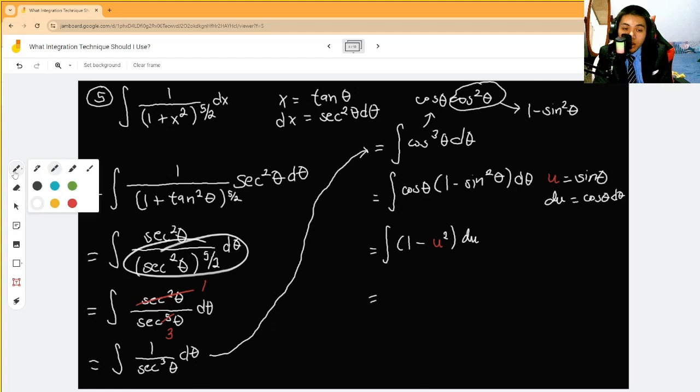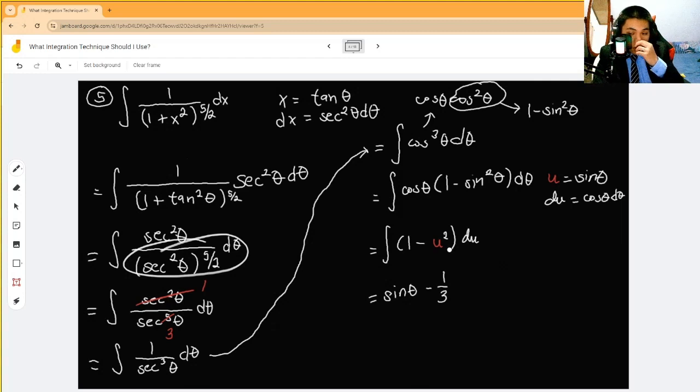And we can just simply integrate this to be the integral of 1 in the u world is u, and our u is sine theta, minus 1/3 our u is sine theta, and we raise it to another power, sine cube theta. Alright? And now, you may be wondering, is this the final answer? Should we put a plus here? No. Unfortunately, we cannot do that.